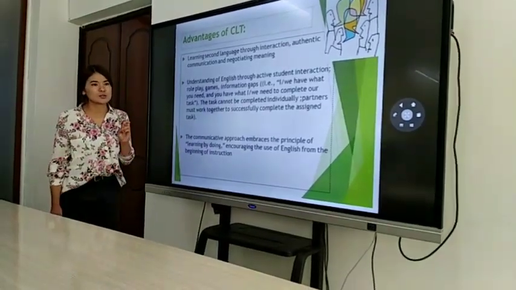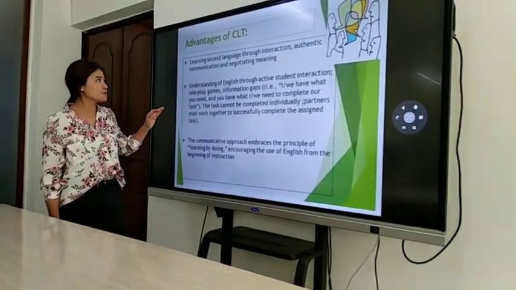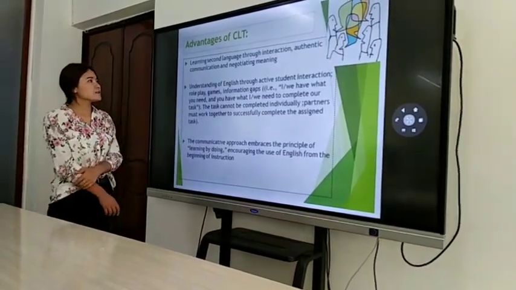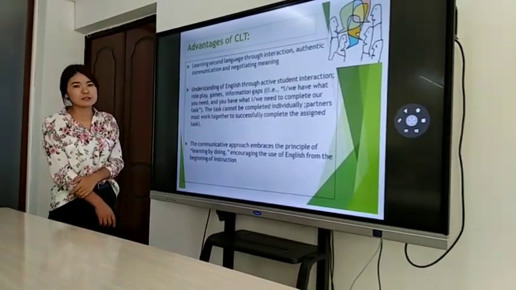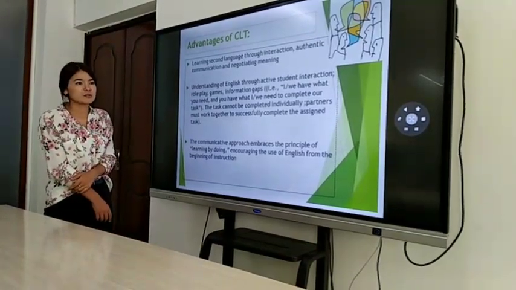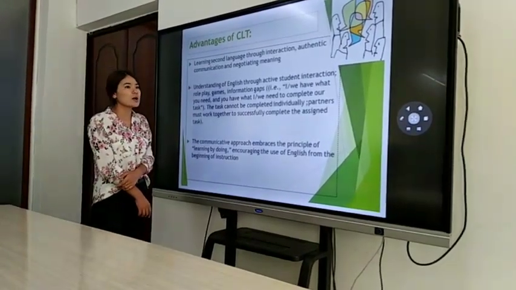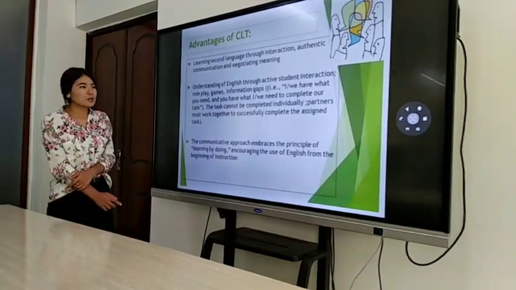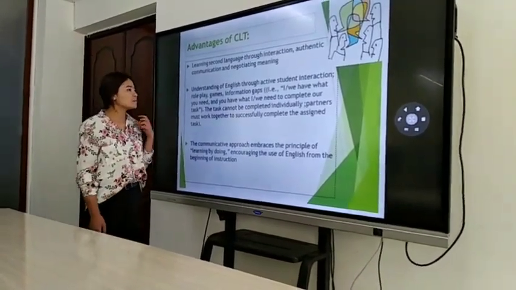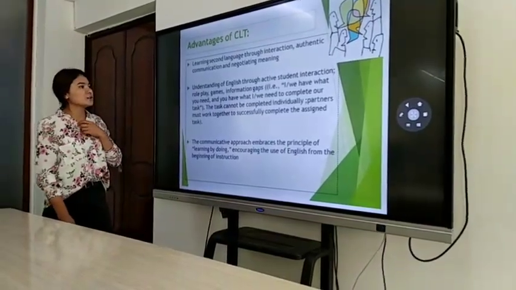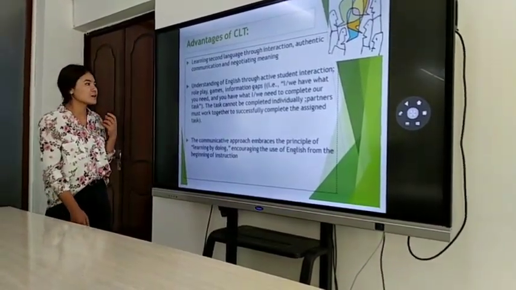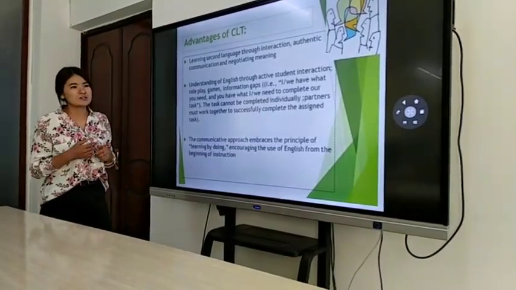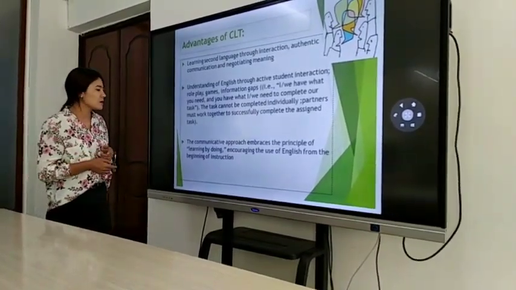Everything has two sides, advantages and disadvantages. If we speak about the advantages of the CLT method, learning a second language through interactions and authentic materials is very easy for you and, how can I say, vital. Today, it's a very modern method. Understanding of English through active student interactions, for example, plays, games, information gaps, different videos, audio games and others.